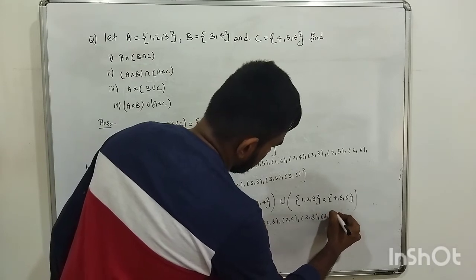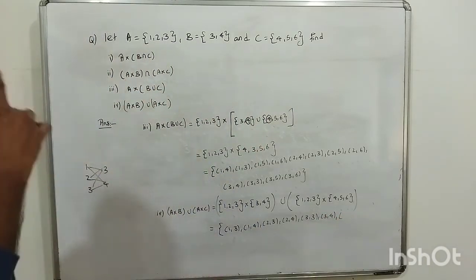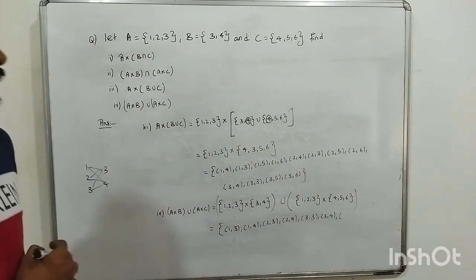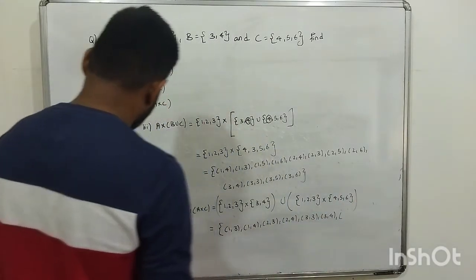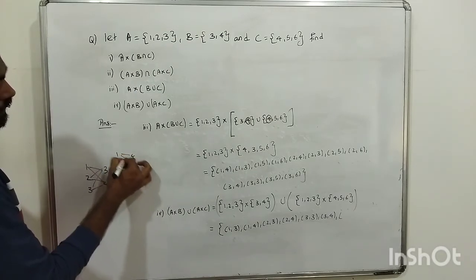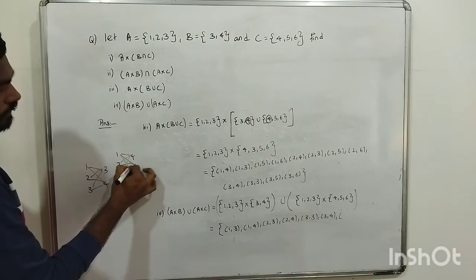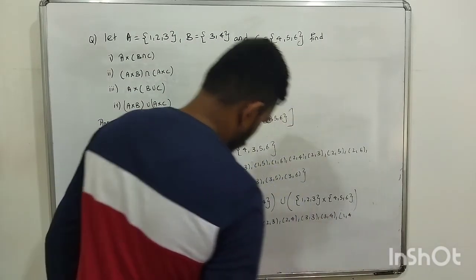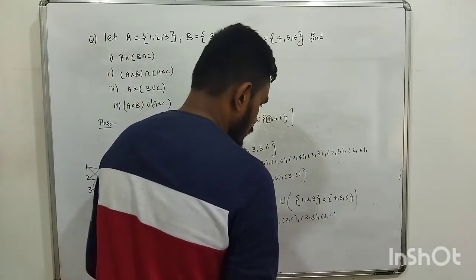Similarly, {1, 2, 3} cross {4, 5, 6} gives (1,4), (1,5), (1,6), (2,4), (2,5), (2,6), (3,4), (3,5), (3,6). Correct. See, 1, 2, 3 cross 4, 5, 6: (1,4), (1,5), (1,6), (2,4), (2,5), (2,6), (3,4), (3,5), (3,6). Okay. So (1,4) here. Okay. This is the first thing.